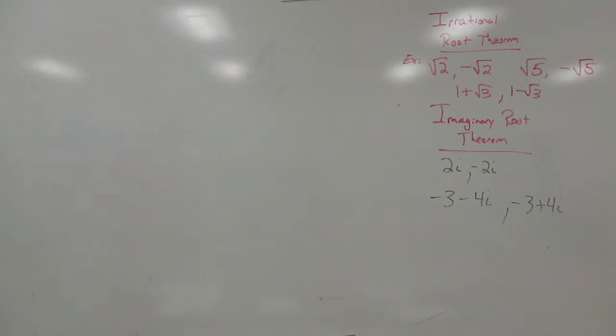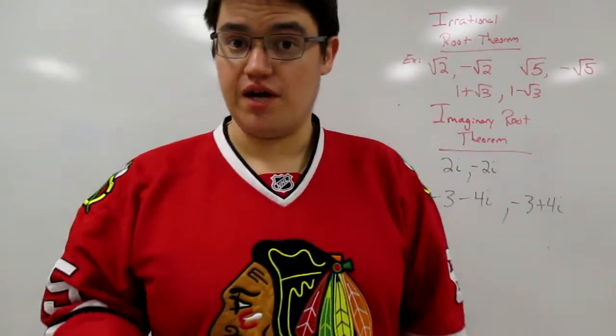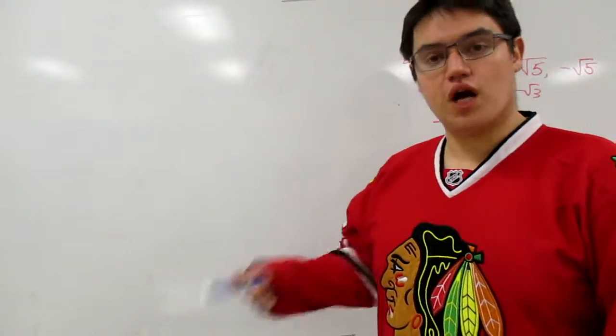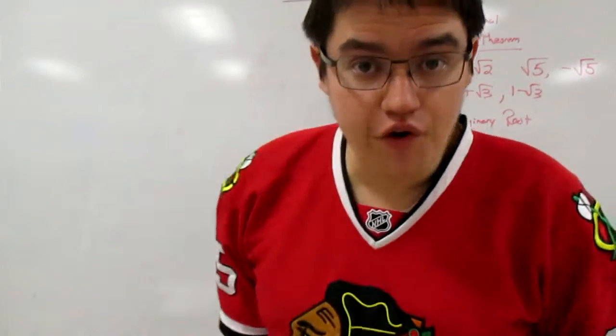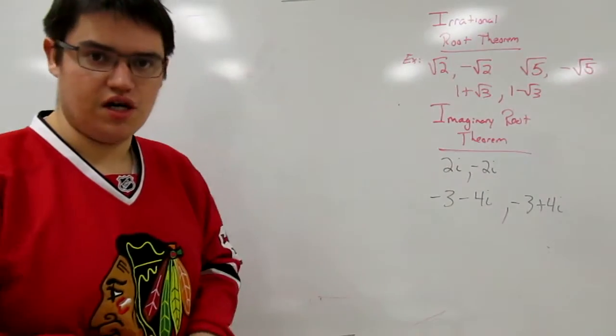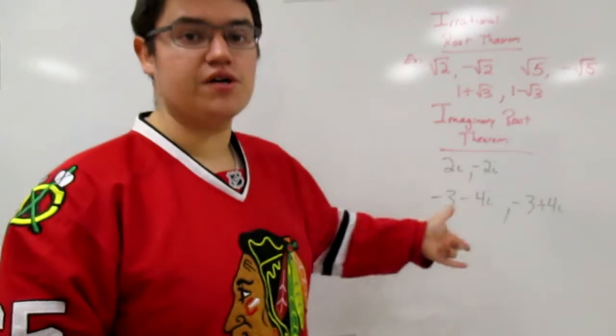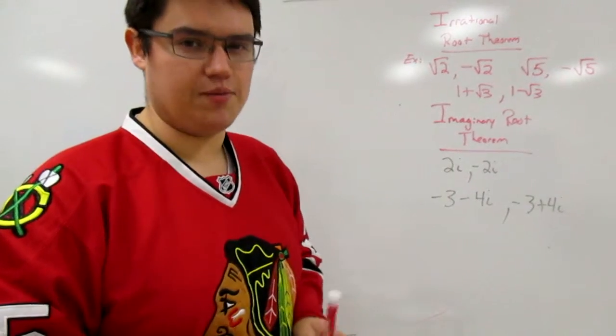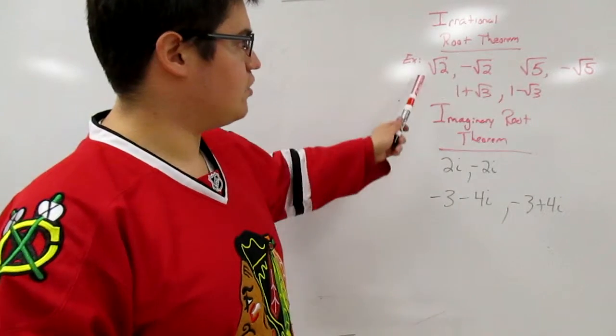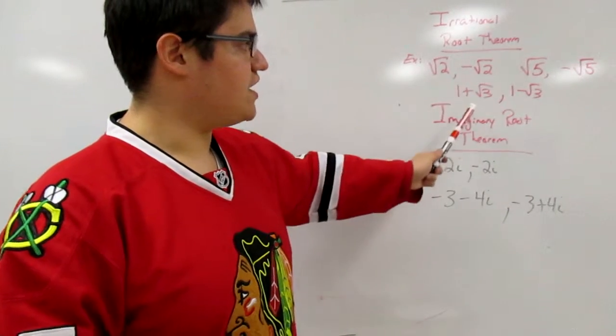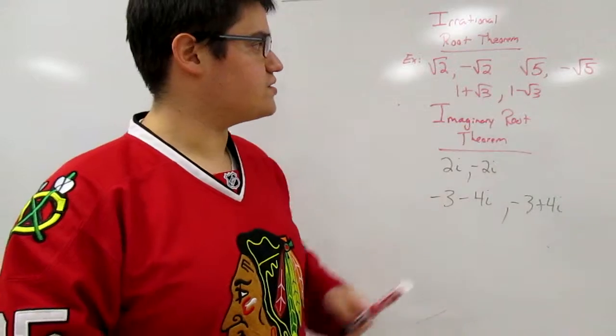Okay, this is the second video of dealing with the irrational root theorem and the imaginary root theorem, and we're going to be writing polynomials in standard form when we're given roots of these. Hopefully you watched the last video. We saw that they came in pairs, and now we're just going to be dealing with a little bit more complex ones. Last video we dealt with ones where we had the roots like this. Now we're going to be dealing with ones that have roots like this.